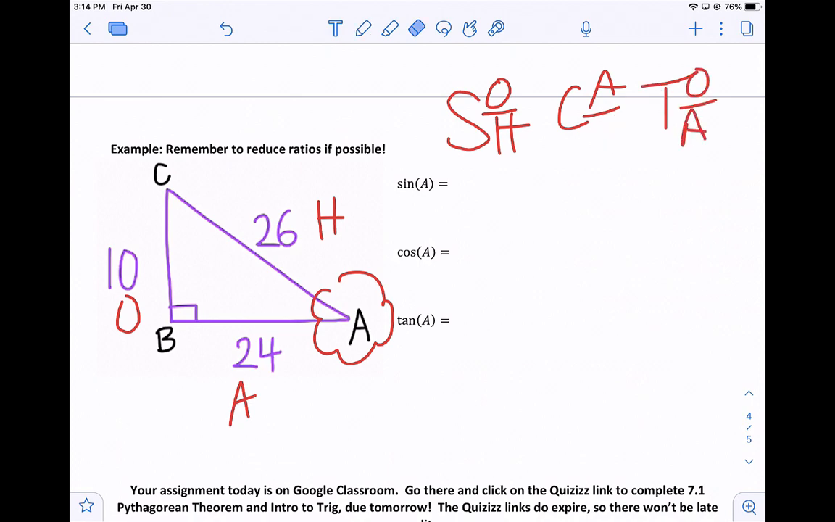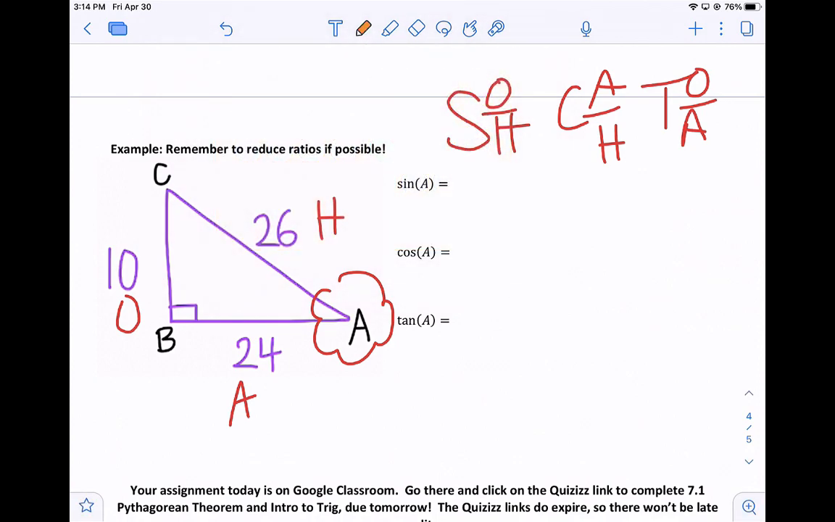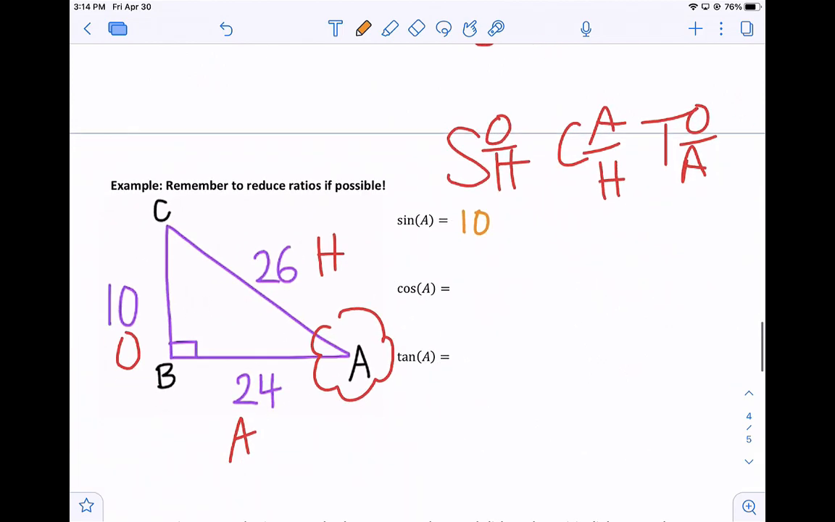Sorry, my H is messy here. All right, so sine is opposite over hypotenuse. Let's change colors here. All right, so opposite is 10. Opposite over hypotenuse, and hypotenuse is 26. Ooh, we have to reduce that. They're both even numbers, so I can divide each by 2, and we'll get 5 over 13. So there's the ratio that we want.